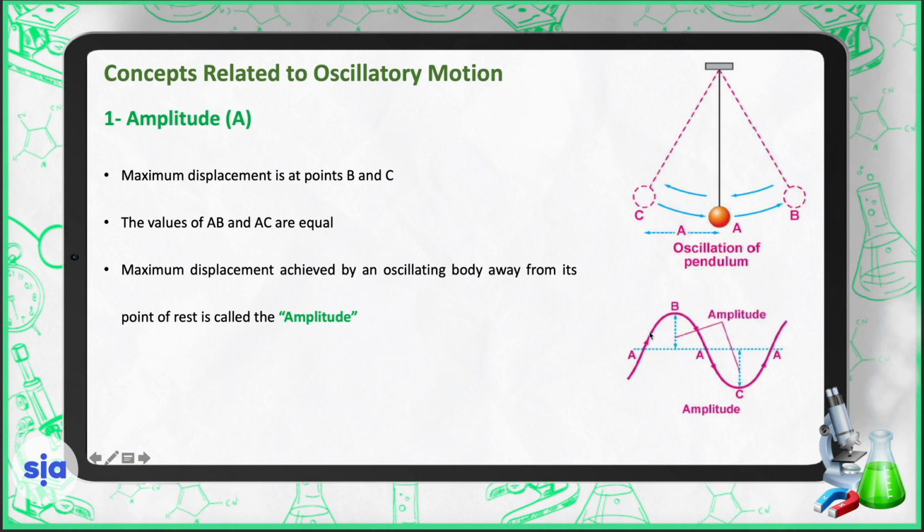Here we go. If we want to draw a graph for this oscillatory motion, you will find that from point A, B is an amplitude, B to A is another amplitude, A to C is an amplitude, and from C to A is another amplitude. It is the maximum displacement achieved by the oscillating body, and it is measured in meters.